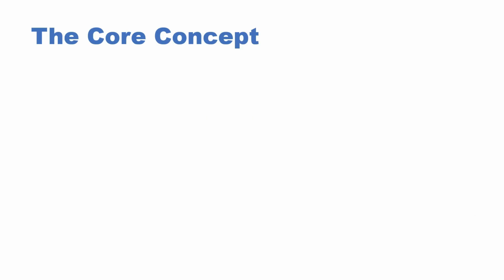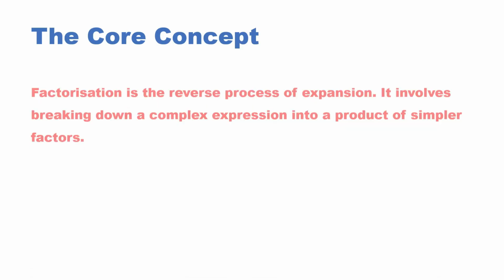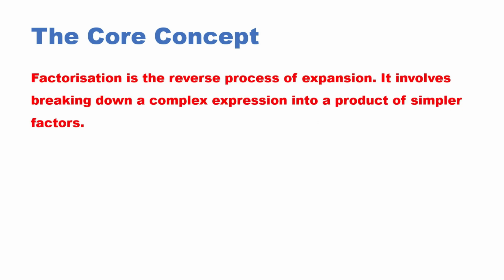So, I will start with the core concept. Factorization is the reverse process of expansion. It involves breaking down a complex expression into a product of simpler factors. We can represent these two in the form of a reverse process as shown.